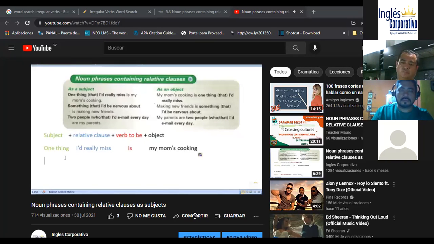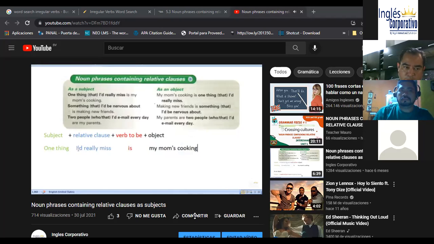Okay. All right. So as I mentioned, one thing becomes the subject of the sentence. I've colored that in green so we can see the difference between what's a verb and what's a subject, what's a relative clause, what's a verb, and what's the object of this particular idea. Then this is followed by the relative clause. I colored this in blue so you can see what I'm referring to as a relative clause. And then the verb to be. Now the verb to be needs to match with the subject, if you will. So if the subject were to be plural, then this should change to are. And then it's followed by the object of the sentence. So in this case, my mom's cooking is the object of the sentence.